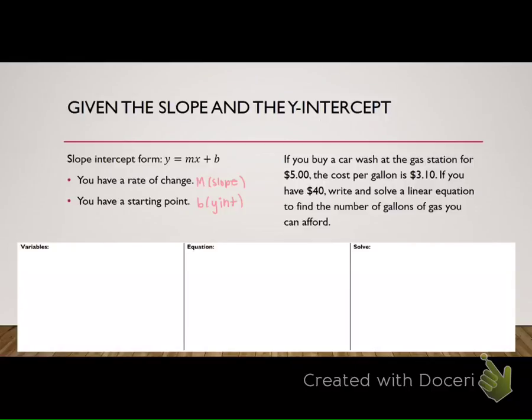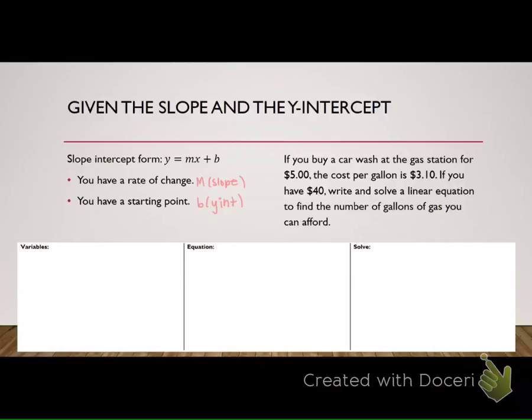So this word problem says, if you buy a car wash at the gas station for $5, the cost per gallon is $3.10. If you have $40, write and solve a linear equation to find the number of gallons of gas you can afford. So if you get a car wash, then the cost per gallon for gas is $3.10. If you have $40, write and solve the problem.